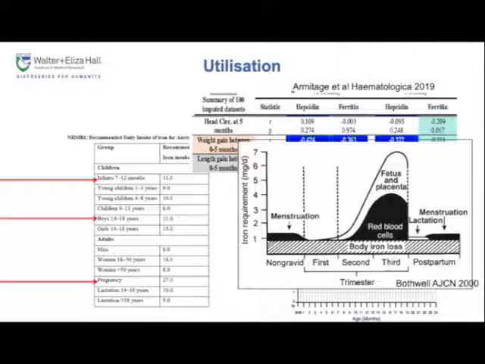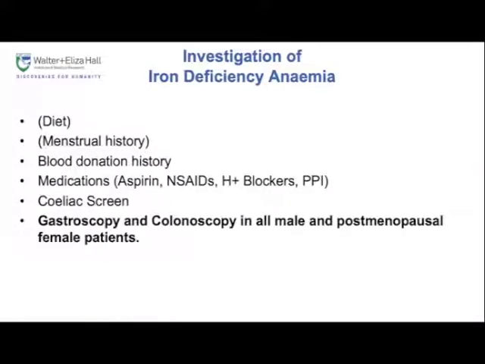So what do I do when I meet a patient with iron deficiency or iron deficiency anemia? Obviously we ask about their diet, the medication, the menstrual history, and those are two important factors. But the other things that we really need to find out about are the blood donation history. We ask about the medications they're on. We do a celiac screen now in pretty much everybody. And in all male and postmenopausal females, we do scopes. We refer them for scopes.